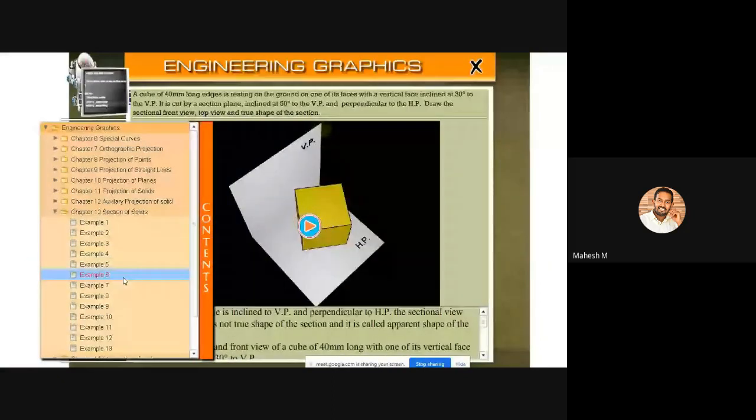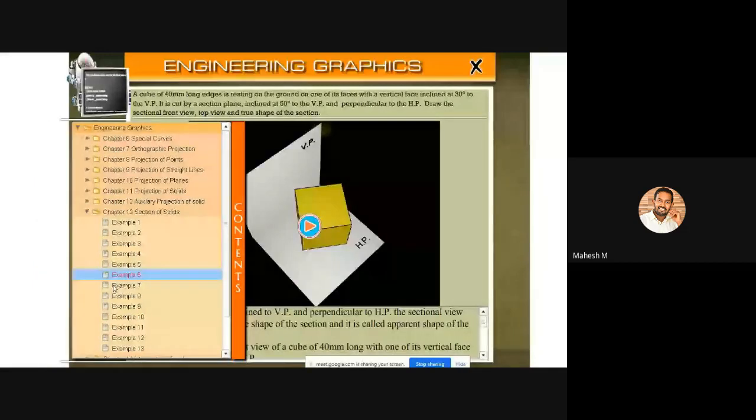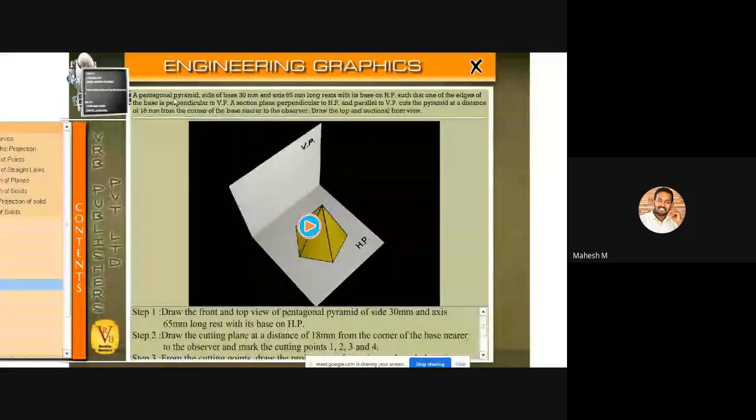This one, pentagonal pyramid, side of base 30 mm and axis 65 mm long, rests with its base on HP such that one of the edges of the base is perpendicular to VP.